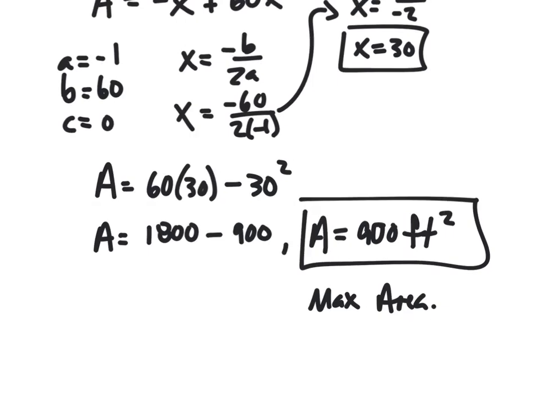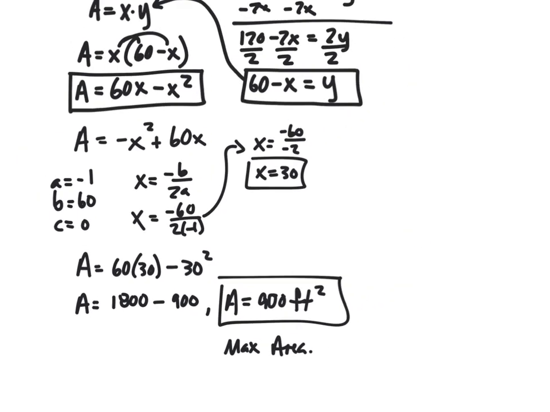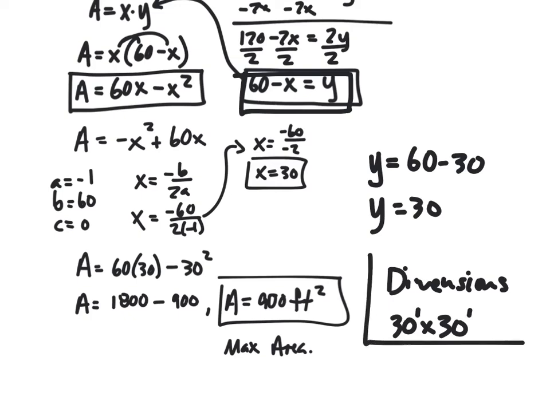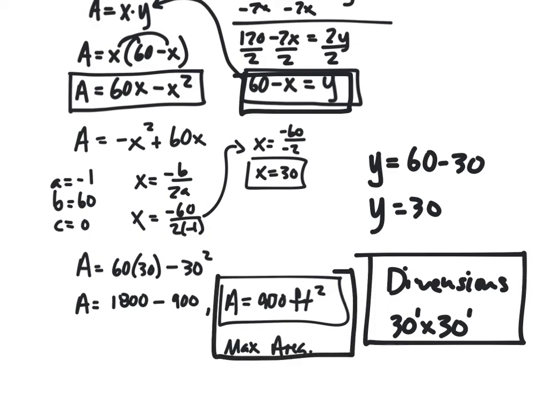All right, now what I want to do is find the dimensions of this. And so I know that y is equal to 60 minus x, from this up here. And I'm going to plug in 30. So I know that y is equal to 60 minus 30, which is 30. Okay, so what we've got is a rectangle. So my dimensions are going to be a 30 by 30 rectangle. So 30 feet by 30 feet. And we'll have a maximum area of 900 square feet. So that's what I got for that.